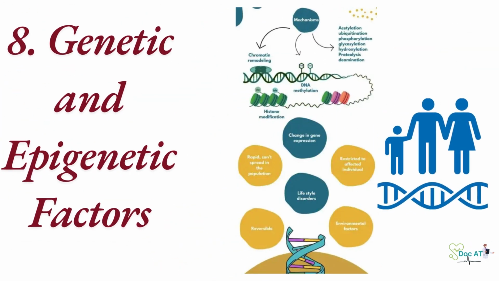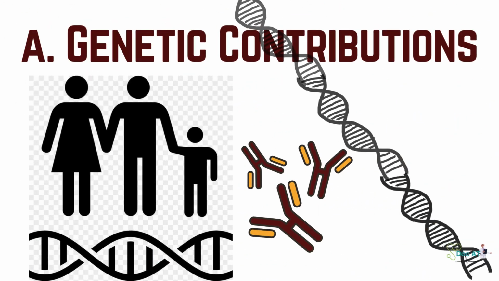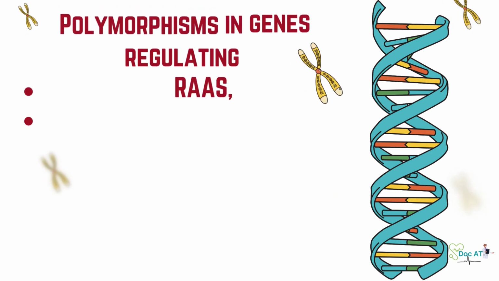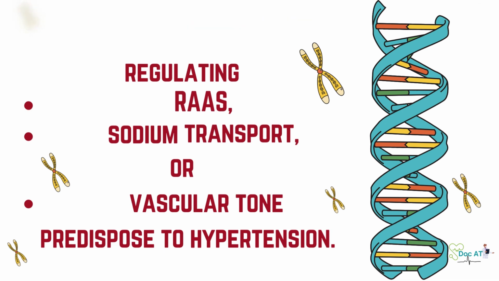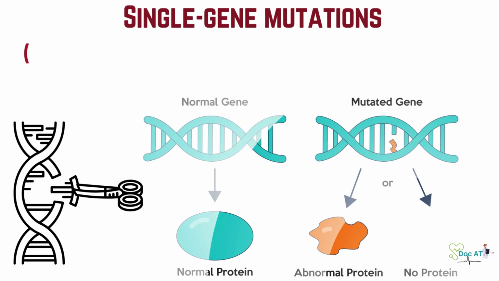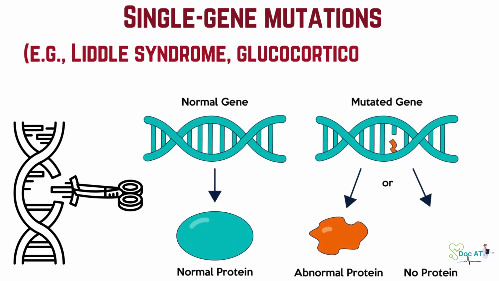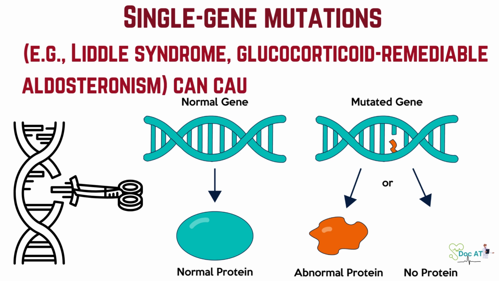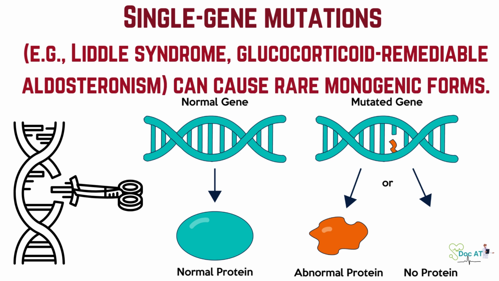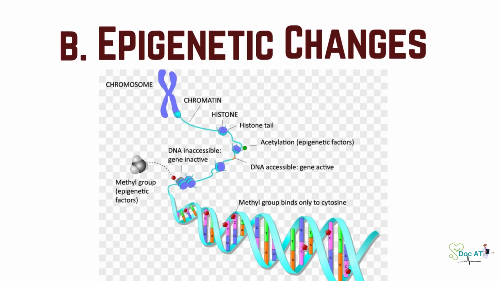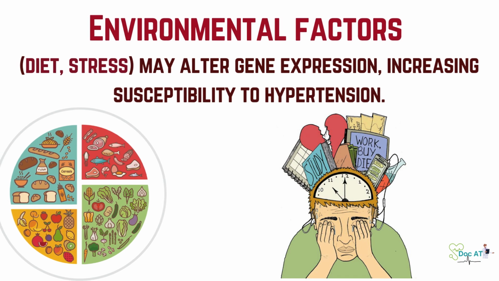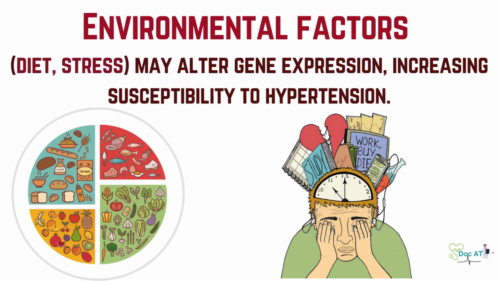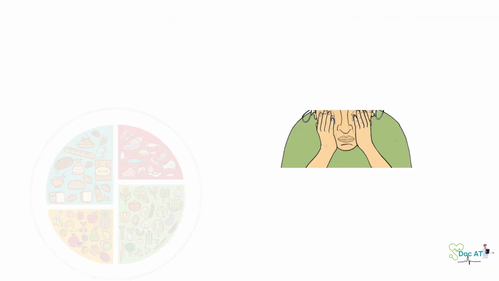8. Genetic and epigenetic factors. A. Genetic contributions. Polymorphisms in genes regulating RAS, sodium transport, or vascular tone predispose to hypertension. Single gene mutations, e.g. Liddle syndrome, glucocorticoid-remediable aldosteronism, can cause rare monogenic forms. B. Epigenetic changes. Environmental factors, diet, stress, may alter gene expression, increasing susceptibility to hypertension.